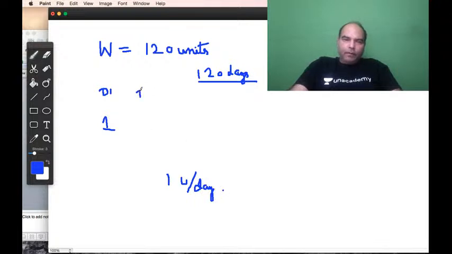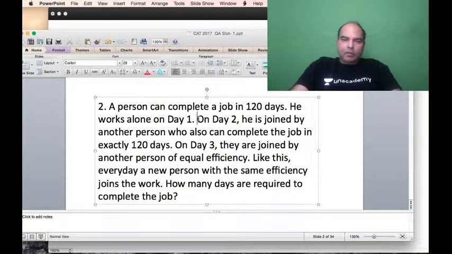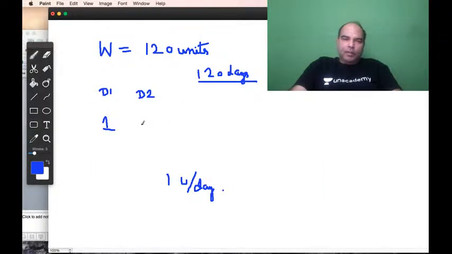So what is happening on day 2? On day 2 he is joined by another person who can do the work in 120 days. This is the CAT 17 paper, by the way, for those of you asking. Is this CAT level? These are all CAT questions, so they are CAT level. So on day 2, 2 people are working, so the work done will be 2 units. And on day 3, 3 people will work, so the work done will be 3 units. And on day 4, 4 people will work, so the work done will be 4 units.